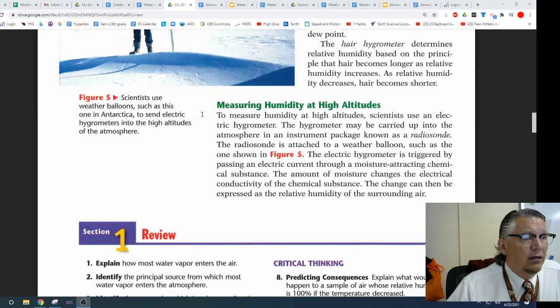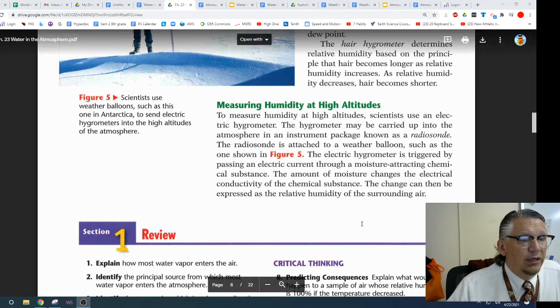Measuring humidity at high altitudes. To measure humidity at high altitudes, scientists use an electronic hygrometer. The hygrometer may be carried up into the atmosphere in an instrument package known as a radiosonde. A radiosonde is attached to a weather balloon, such as the one shown in Figure 5. The electric hygrometer works by passing an electrical current through a moisture-attracting chemical substance. The amount of moisture changes the electrical conductivity of the chemical substance, a change that can be expressed as the relative humidity in the surrounding air.